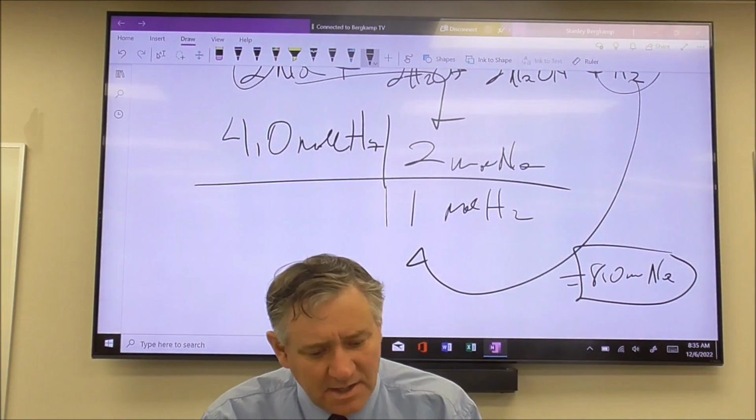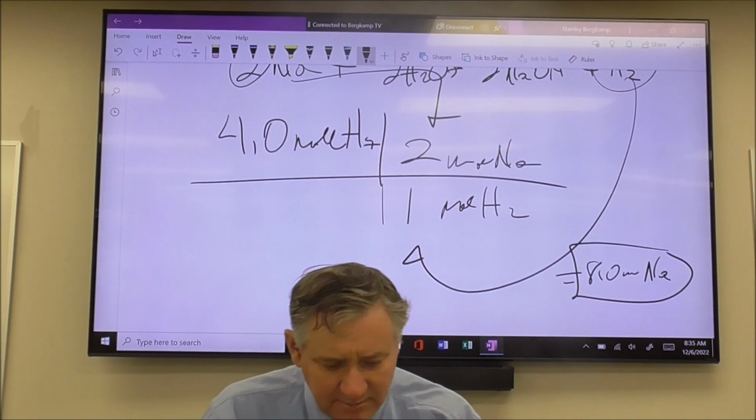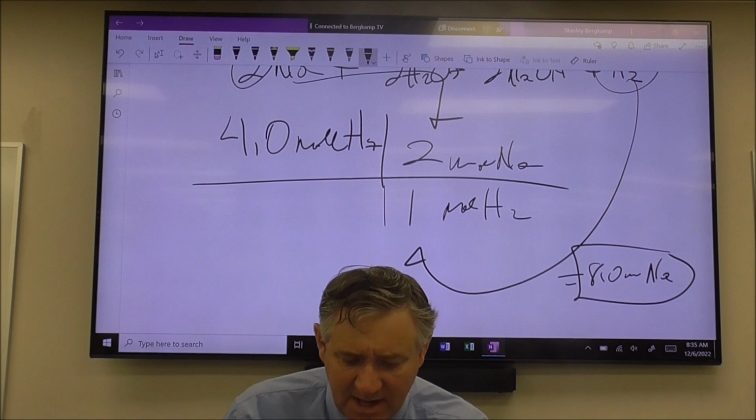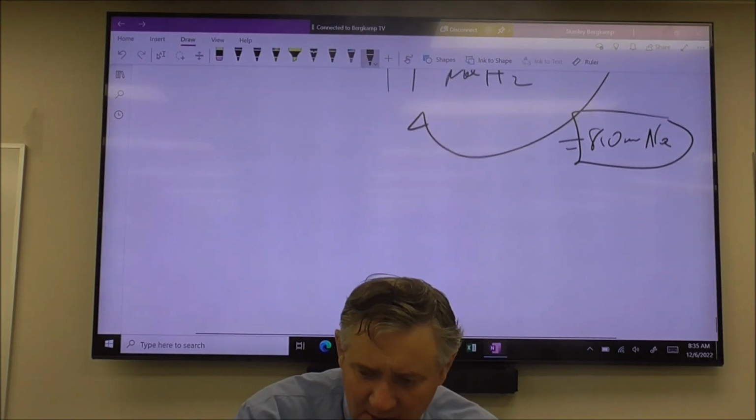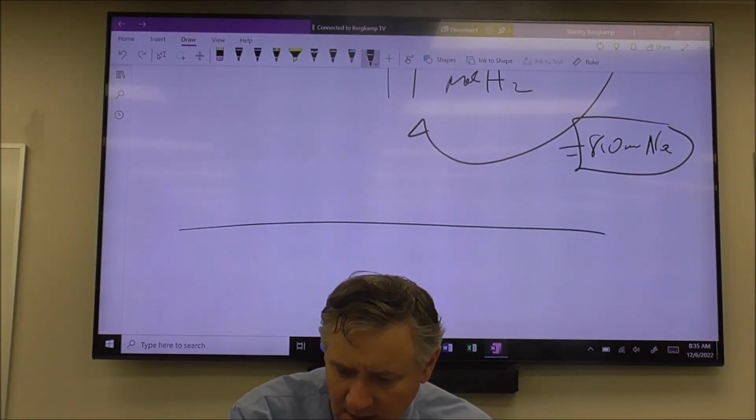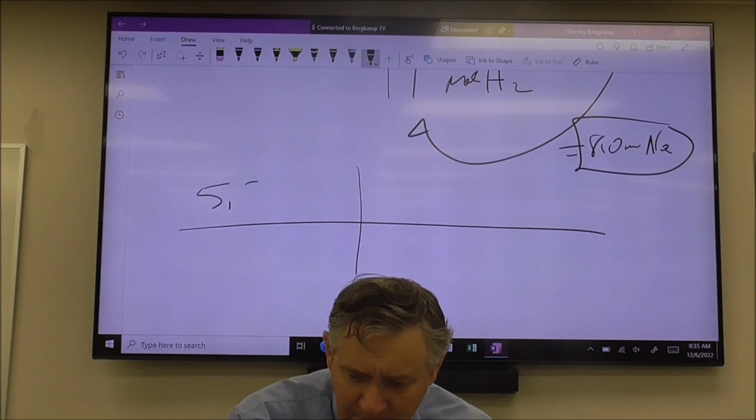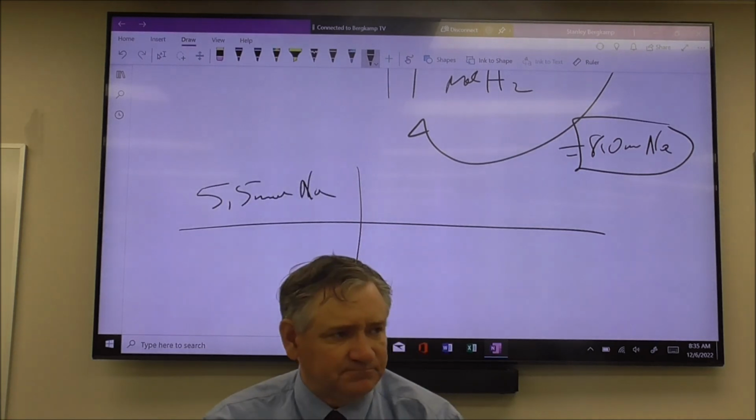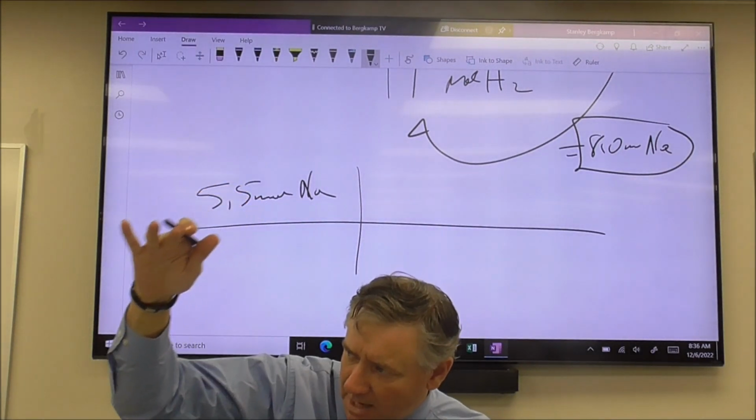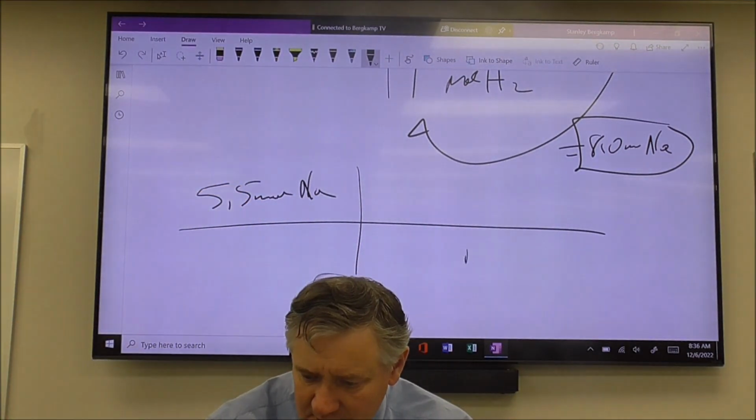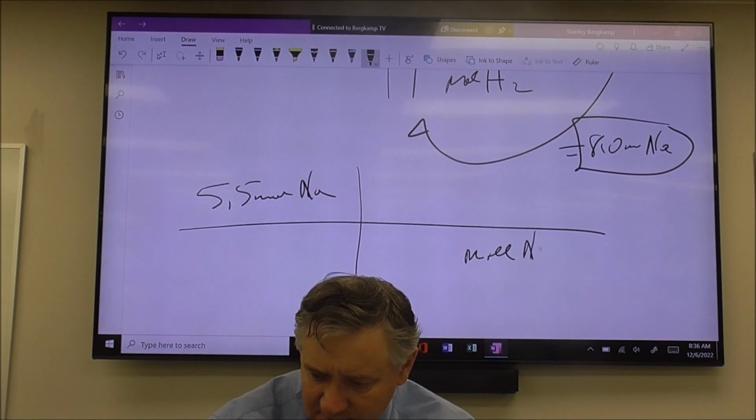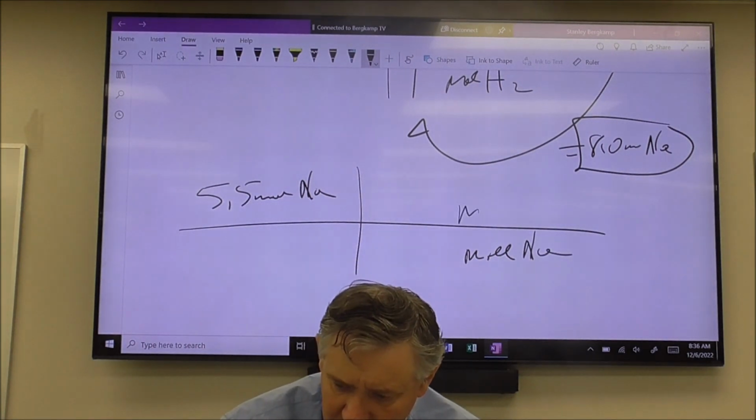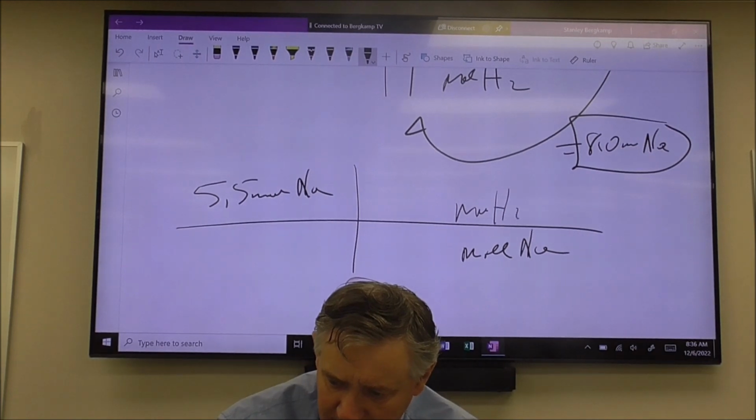Now, on number 4, okay, that was number 3, get number 4. How many moles of water needed to react with 5.5 moles of sodium? So it's the exact same process. I'm going to put 5.5 moles of sodium. Whatever units I have up top, I put down below. So I'm going to put moles of sodium here, and then the question asked me for moles of water.